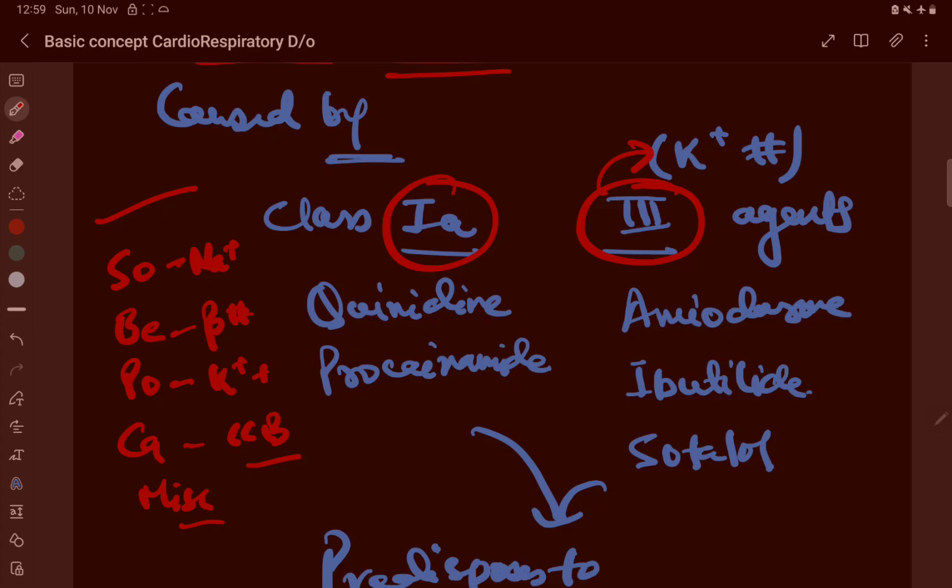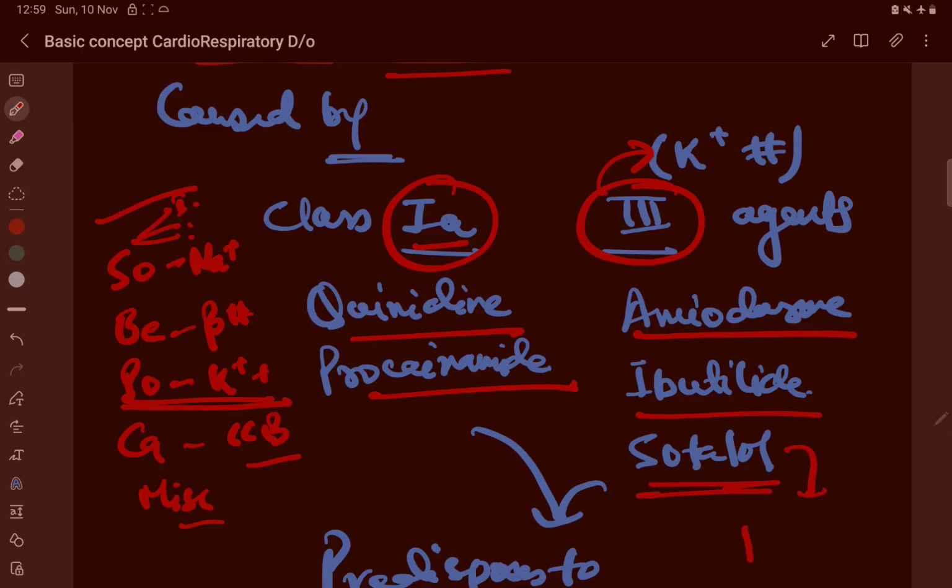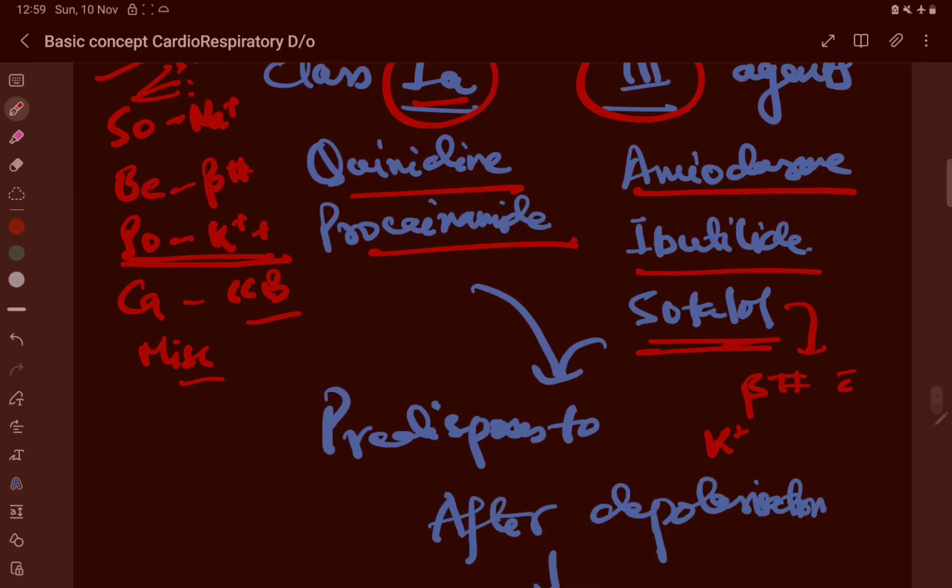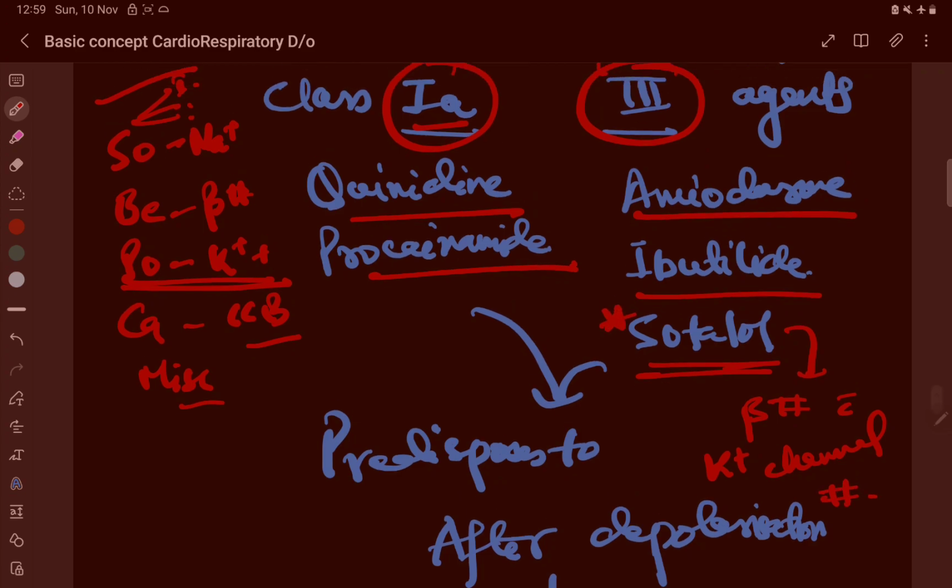Here the important thing is, class 1 is also divided into three: 1A, 1B, 1C. So in 1A there is quinidine and procainamide. In class 3, which is the potassium channel blocker, there is amiodarone, ibutilide, and sotalol. Now again, sotalol is a beta blocker with potassium channel blocking property. It is a very important MCQ, sotalol.